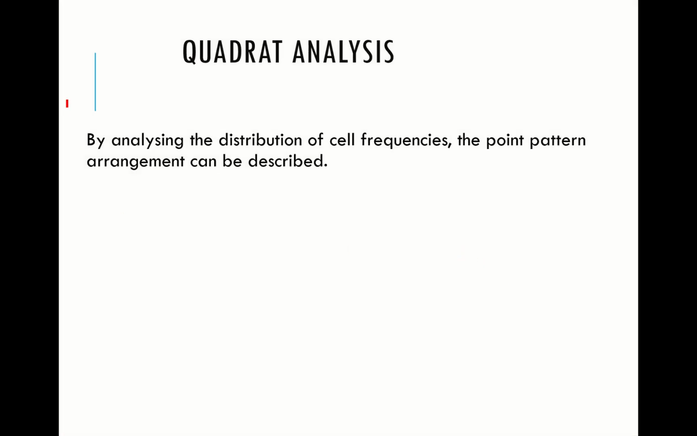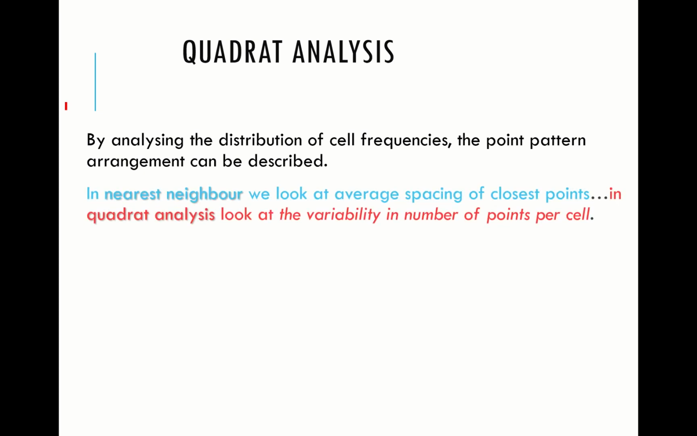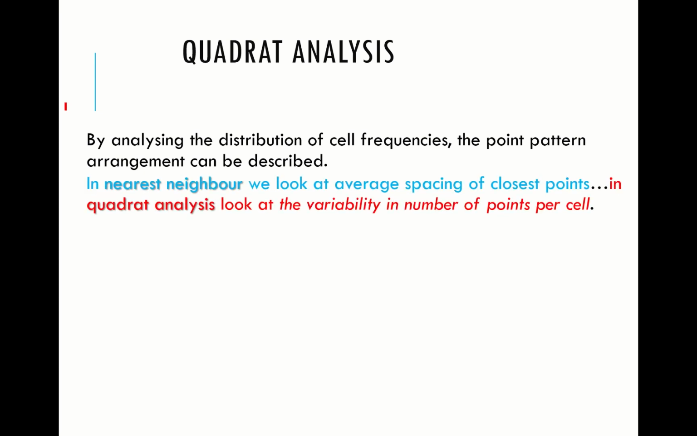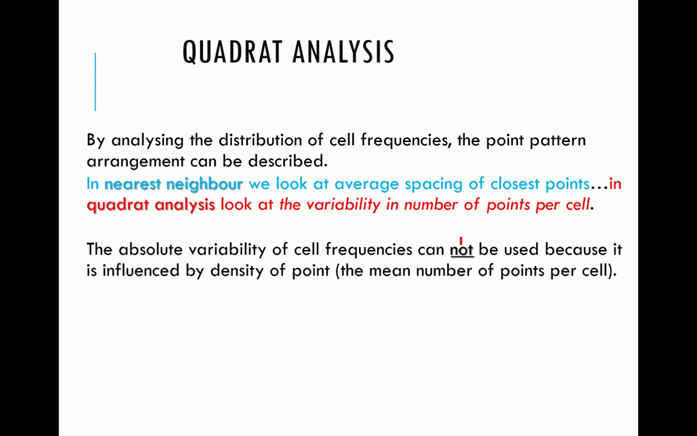So we can use quadrant analysis to look at the distribution of cell frequencies, and then we can basically get an idea of the point pattern arrangement from that. Right, so remember in nearest neighbor, we were looking at the average spacing between a point of interest to its nearest neighbors around it. In quadrant analysis, we're looking at the variability in the number of points in the quadrants around it. So slightly different here.